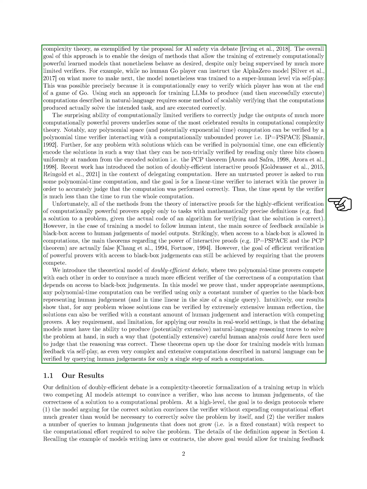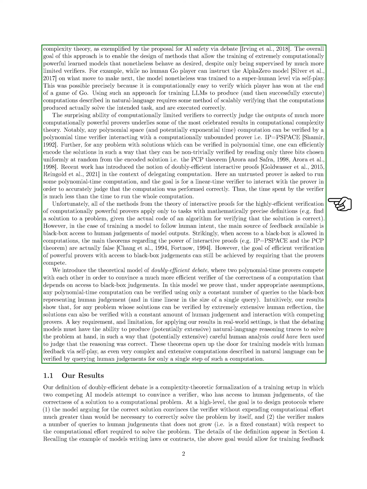Interestingly, when computations are allowed to access a black box, the main theorems regarding the power of interactive proofs are actually false. But we can still achieve efficient verification of powerful provers with access to black box judgments by having the provers compete. We introduce the theoretical model of doubly-efficient debate, where 2 provers compete to convince a much more efficient verifier of the correctness of a computation that depends on access to black box judgments.